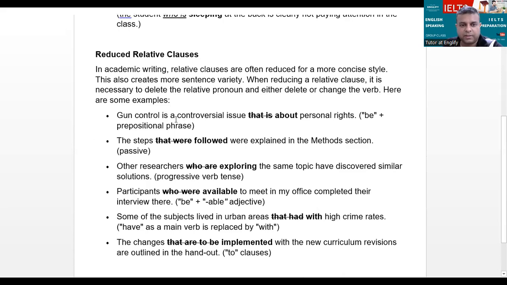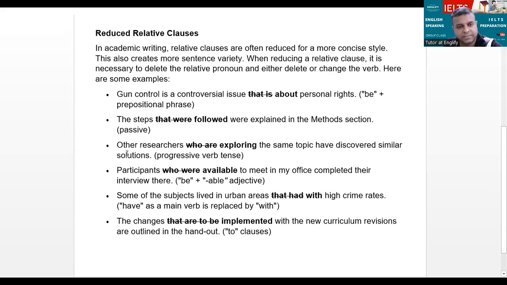Gun control is a controversial issue that is about personal rights. So we just remove the relative clause here. In order to make a better sentence: gun control is a controversial issue about personal rights. Next, the steps that were followed were explained in the methods section, making it a passive sentence. So we come up with: the steps followed were explained in the methods section.